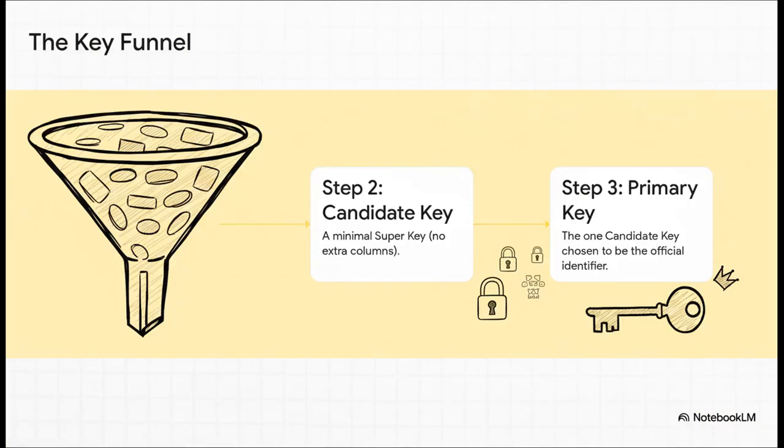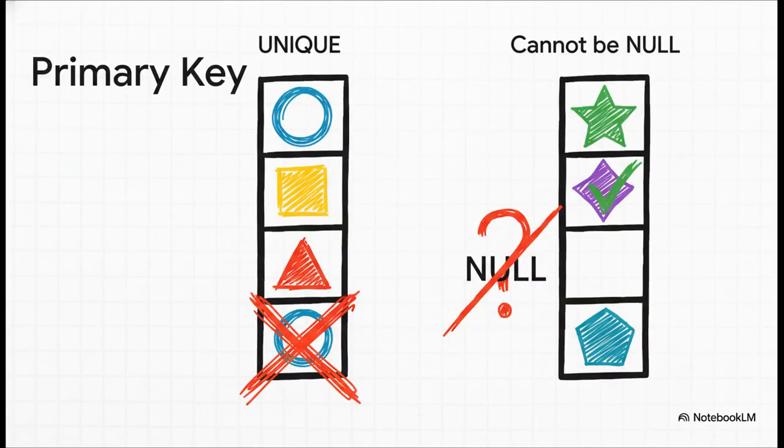Now, the different types of keys can get confusing, so let's think about it like a funnel. At the very top, you have the super key. That's any group of columns that can uniquely find a row, even if it has extra stuff you don't need. Once you trim off all the extra fat, you're left with a minimal set. That's a candidate key. And then from all your options, you pick just one to be the official identifier, and that's your primary key.